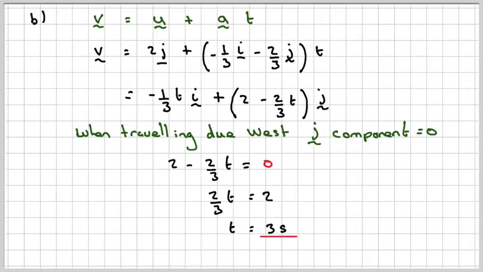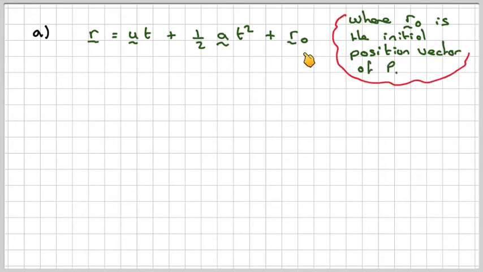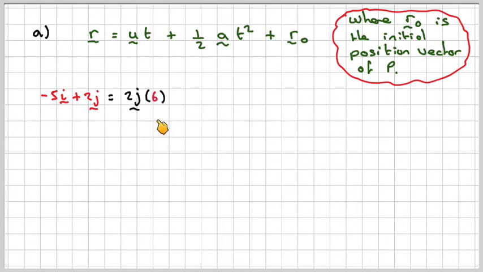For the final part, we have that r is equal to ut plus a half at squared, where r is a displacement vector, plus the initial vector. So r in this case will be the displacement from this vector here. So we've got -5i plus 2j equal to u, which is 2j, times the time, which is 6 in this case, plus a half times the acceleration, which is -1/3 i minus 2/3 j, times 6 squared, plus the initial position of P, which we are being asked to find.